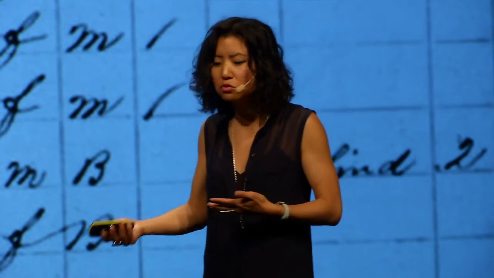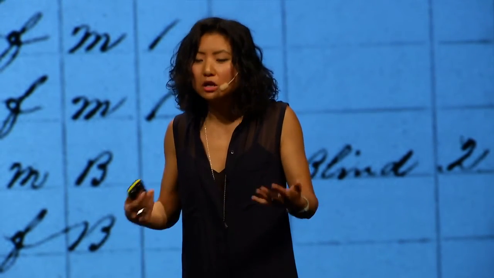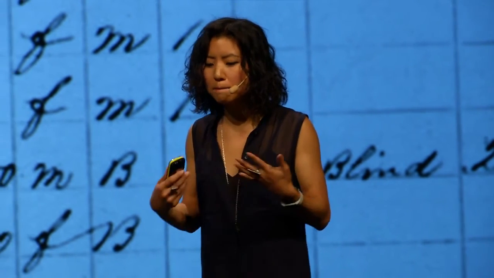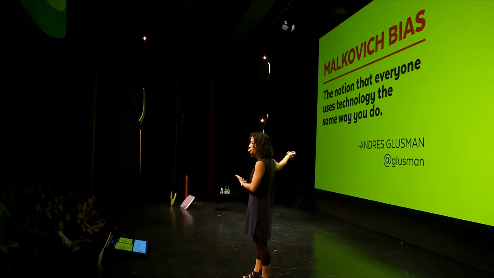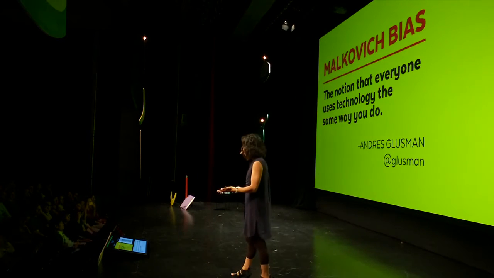I think companies like Google and Facebook and Twitter genuinely think that they're making the world better, more easy to interact with. But when we do this from a single perspective, we reenact what Andres Glusman calls the Malkovich bias, which is the notion that everyone uses technology the same way you do. So for the first 100 years of mass production, we pretty much got away with a lot of potential perspective collisions because designers could safely operate under this Malkovich bias, assuming that more or less we were designing for everyone who looked and thought and acted like us.